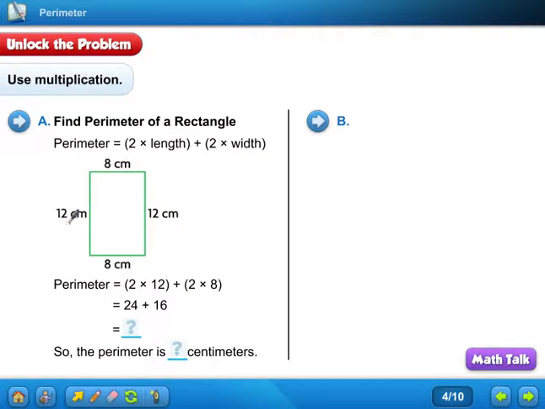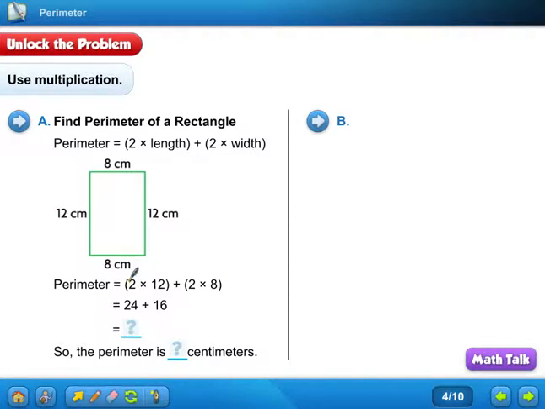Your length is 12. You have 2 of them, so you're going to go 2 times 12 right here. 2 times 12 would equal this side and this side. And then to that, we're going to add 2 widths. Remember, the widths are the same length also. So you have 2 8 centimeters. So 2 times 8.